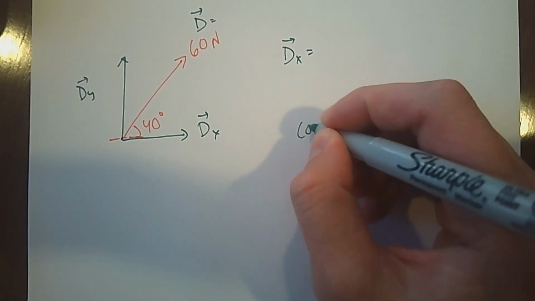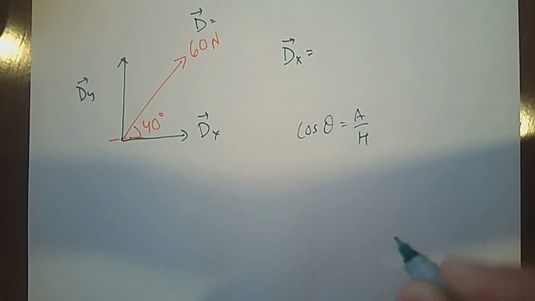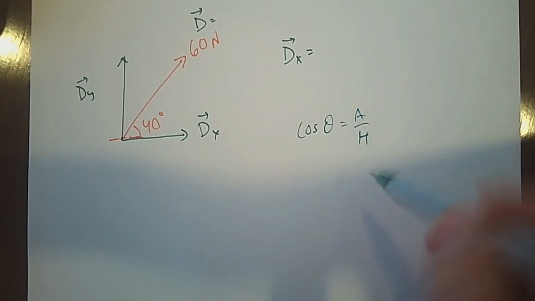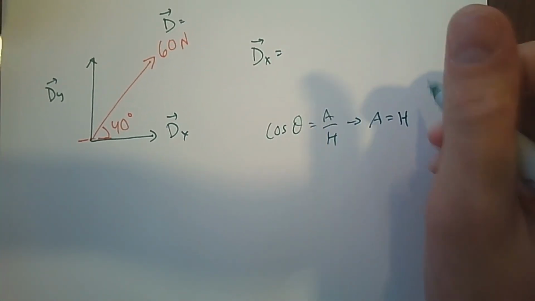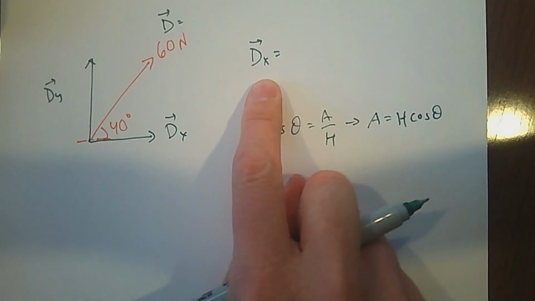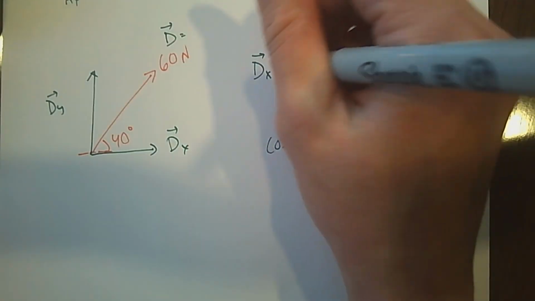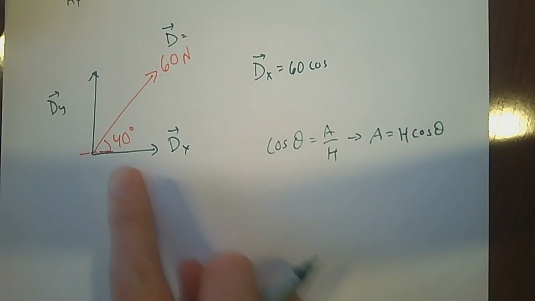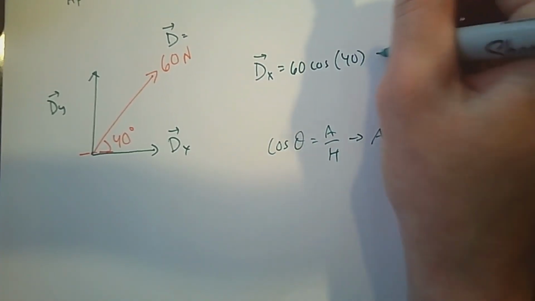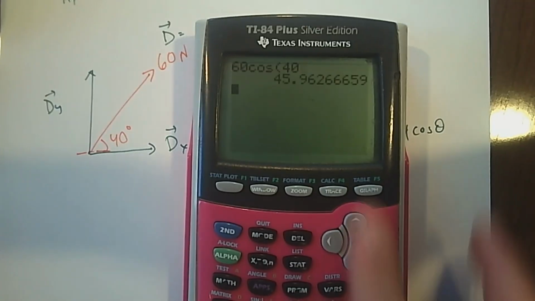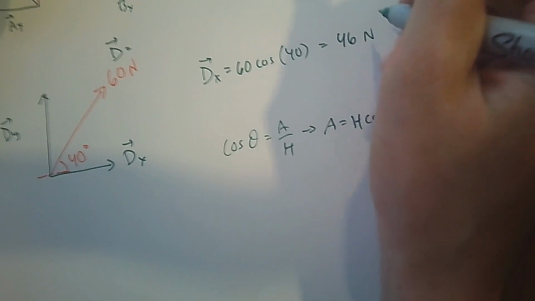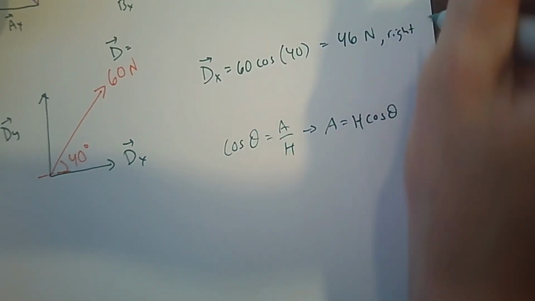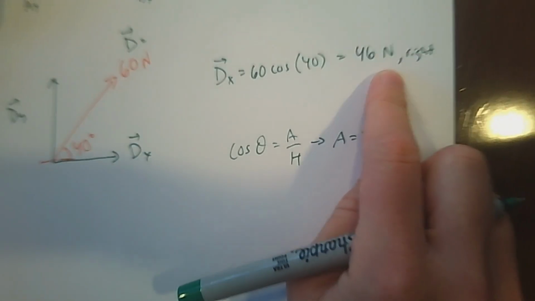So for example, the cosine of angle theta equals a over h. If I'm trying to solve for a, then I can do so by multiplying h by cosine theta. So dx is going to be 60 times the cosine of 40, which is 46 newtons. And that is x, that would be to the right. You can also show that as a positive 46 newtons, is fine.